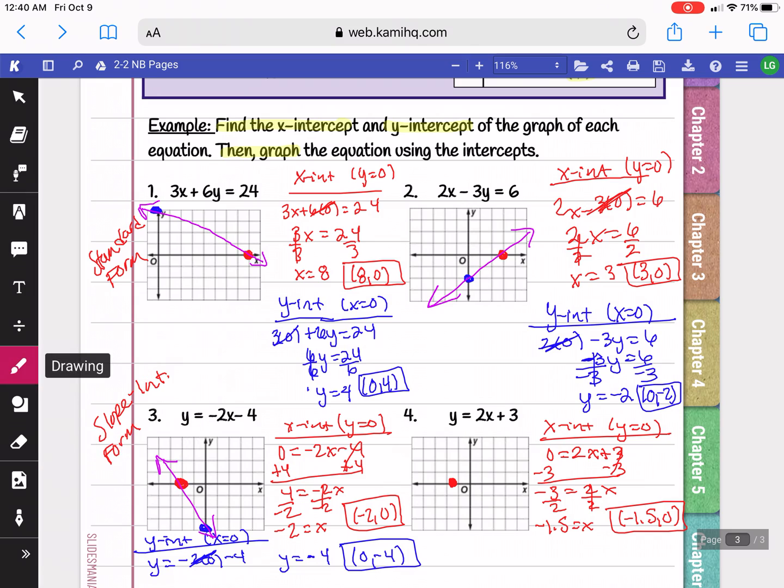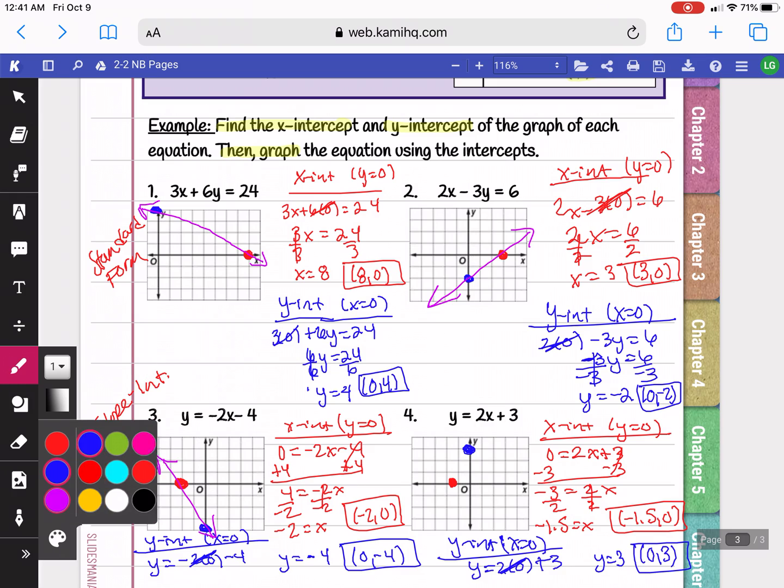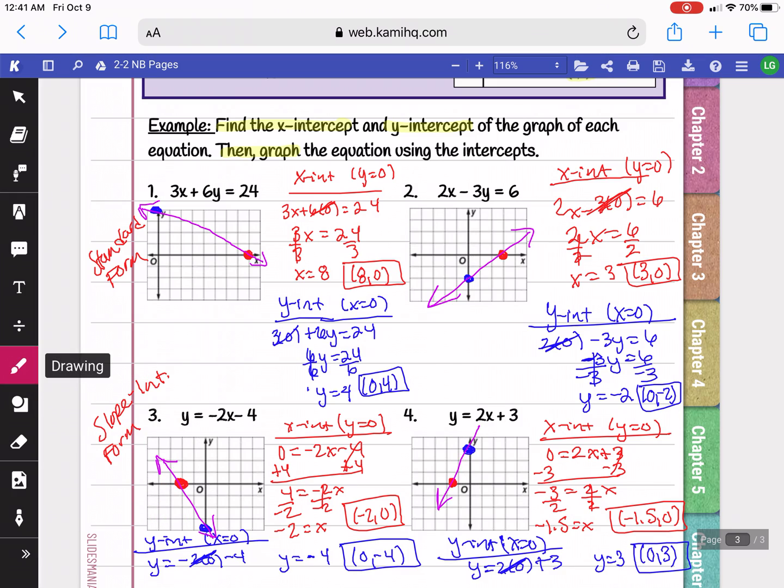Now I'm going to find my y-intercept. In other words, I'm going to plug in 0 for x. So I have y equals 2 times 0 plus 3. Since 2 times 0 is 0, that disappears. My y-intercept is +3. If you write that as a point, it's 0, 3. So you can go to your y-axis and put a dot at 3. And now we can connect our 2 points.